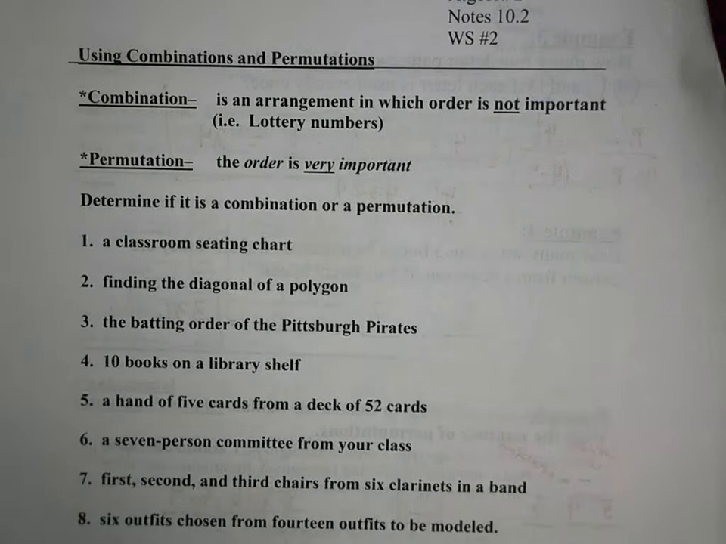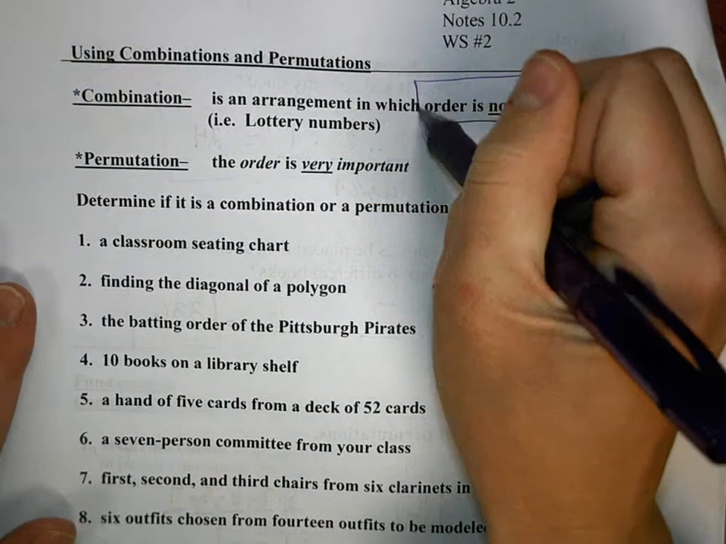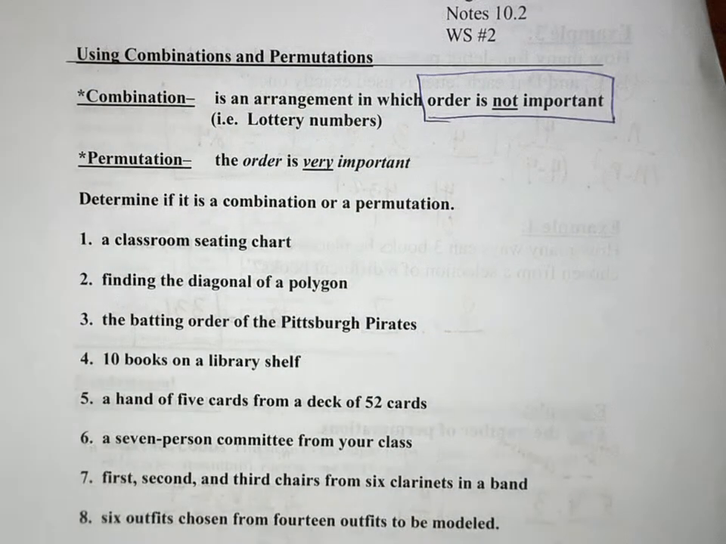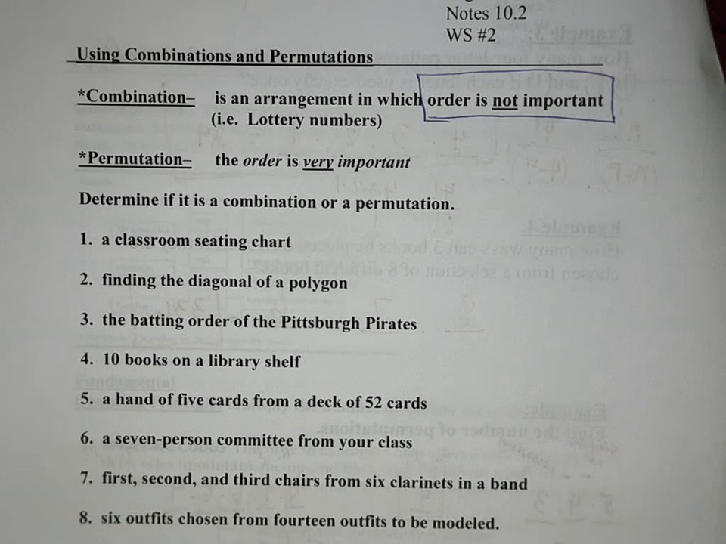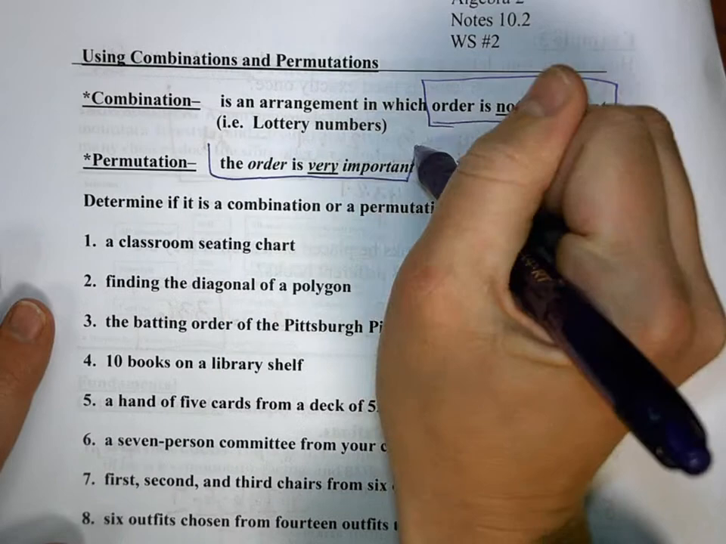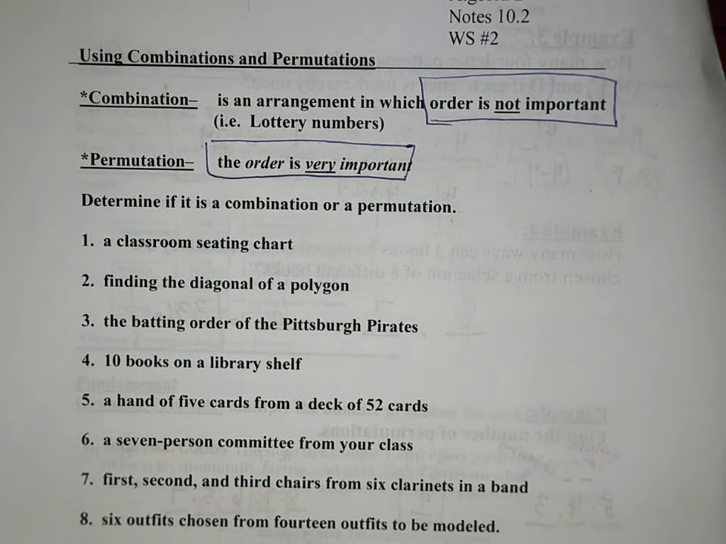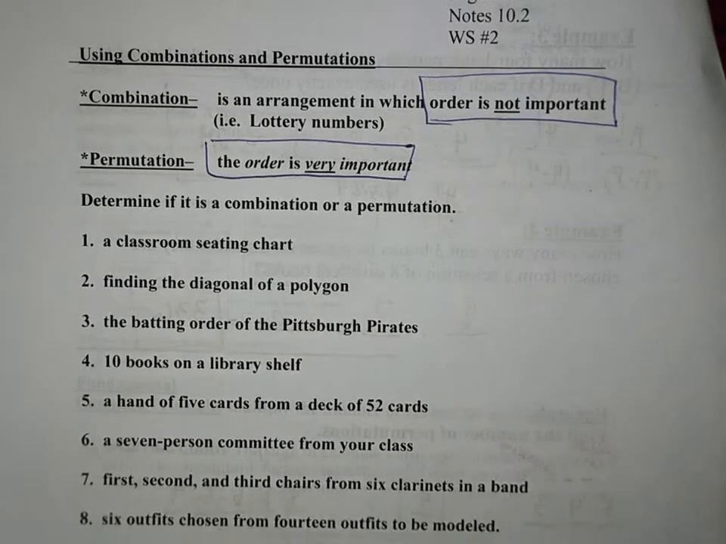So the thing with combinations is that order is not important. So that's what you need to remember with combinations. Order is not important. Whereas with permutations, order is very important. So basically part of the homework today is just practicing if you can figure out if it's a combination or a permutation. So we're going to kind of go through this.